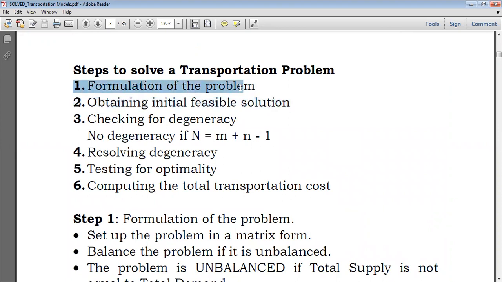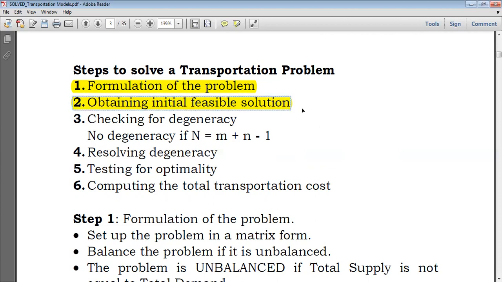First of all, formulate the problem, which you have seen already. And then there's a second step that involves obtaining an initial feasible solution. We'll see there are three methods that we'll use here. And then number three is checking for optimality. Anyway, before going to number three, you have to understand one thing.